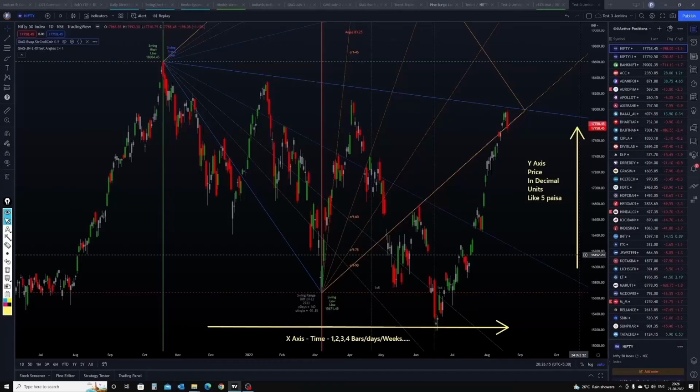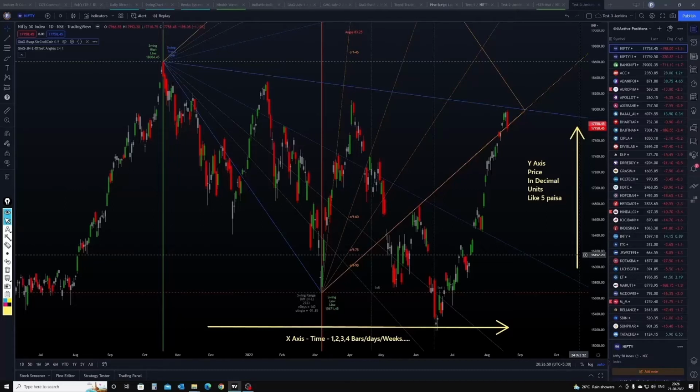As I told you, using geometry and geometric tools is a bit tricky. Let's understand why. Geometry requires exact angle measurement and requires those angles to exactly pass through specific price points. It also requires that the x-axis, which is time, and the y-axis, which is price, should be on the same scale. That is, 1 unit of x-axis should be equal to 1 unit of y-axis. If this is so, then geometry will work perfectly.